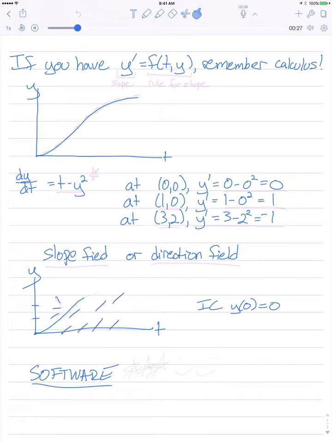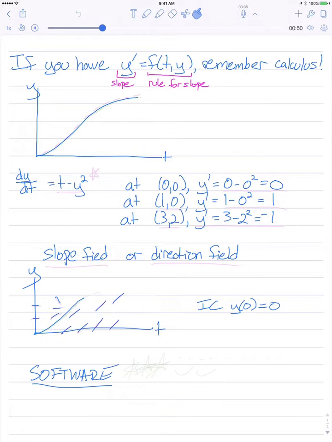If you have the differential equation y prime equals f of t, y, think about this just in terms of what you learned from calculus class. Y prime means a slope, and therefore the thing on the right-hand side, the f of t, y, is just a rule for what the slope is for any value of t and y. It's just a rule for the slope, and that's a simple but really powerful idea.